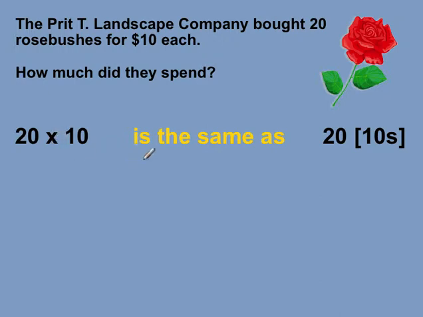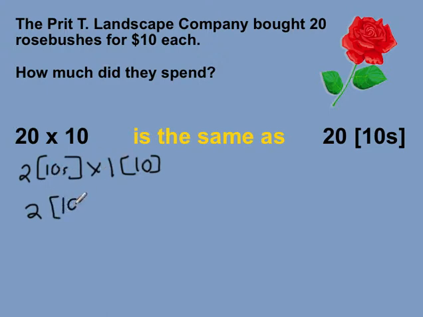All right? Now I can solve this by looking at 20 times 10 and thinking to myself, I actually have 2 10s, which is equal to 20, times one group of 10, and then if I do some nifty multiplication, I know that 2 times 1 would be 2, and 10 times 10 would be 100. So now I have 2 groups of 100s that I'm working with. And I know that 2 times 100 will get me 200.